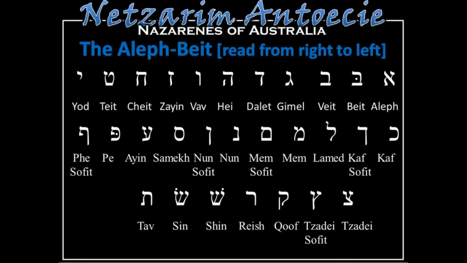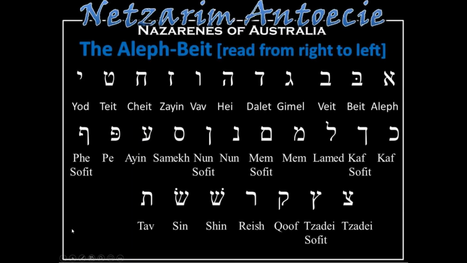Now let me just recite them in one action. Aleph, bet, vet, gimel, dalet, hey, vav, zayin, chet, tet, yod, kaf, kaf sofit, lamed, mem, mem sofit, nun, nun sofit, samek, ayin, pei, fe sofit, zade, zade sofit, kuf, resh, shin, sin, tav.